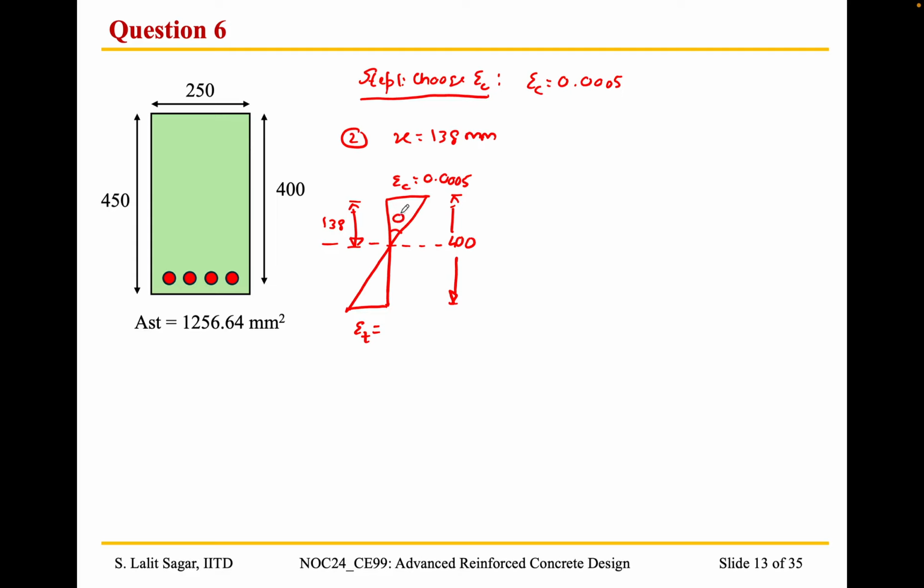So by the principle of similar triangles, we have epsilon c by x is equal to epsilon t divided by d minus x. I hope that it is clear as to how we got this equation. Yes, sir. Yes, so when we substitute and solve, we get a value of epsilon t as 0.00095.